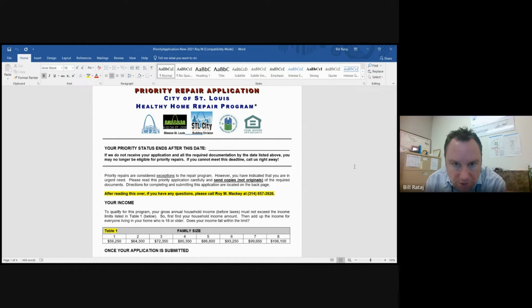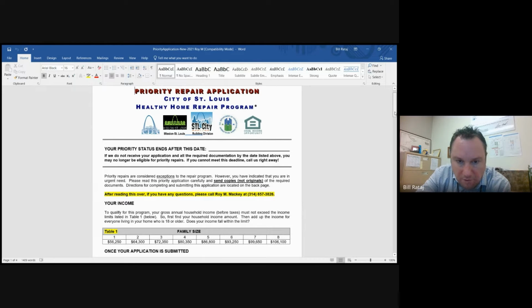So I'm going to share my screen and I'm going to pull up the application, and then we have a bunch of different forms that we'll go through and walk through how to fill those out. All right, so this is what our application looks like. You will notice when you get your application, you have a date that your application status ends. It's usually 30 days after the application is mailed to you. If for some reason you need an extension, you can call us and we can grant that. But let's just kind of walk through this and we'll discuss what needs to be filled in and why.